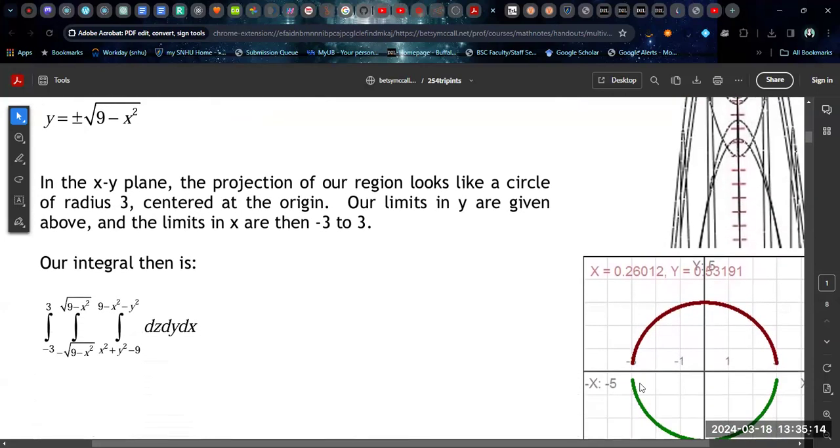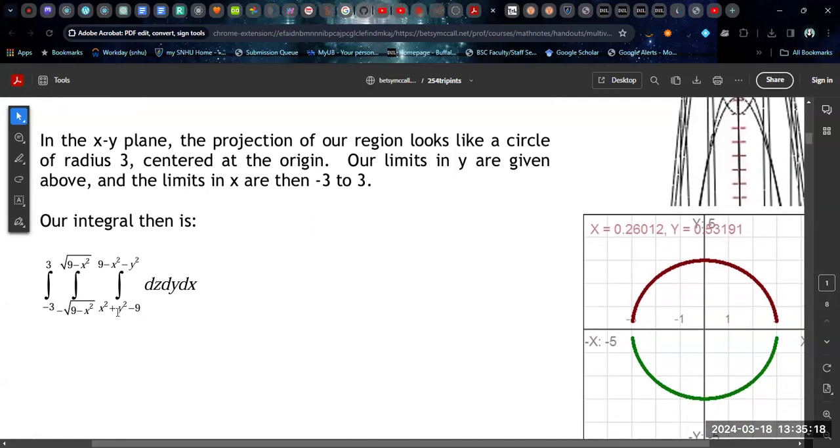Now this is our circle in the plane. And if we look at our integral, again, our lower bound is the upward facing paraboloid in z. The upper bound is the downward facing paraboloid in z. That makes total sense. In the plane, our widest point is the circle of radius 3. And so our lower bound is this bottom part of the circle. The upper bound is the top part of the circle. And then we're going from -3 to 3.